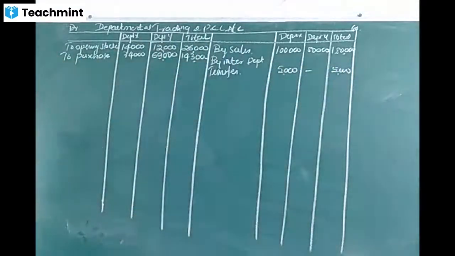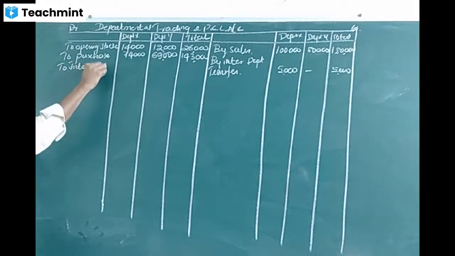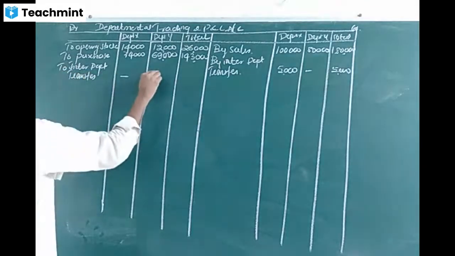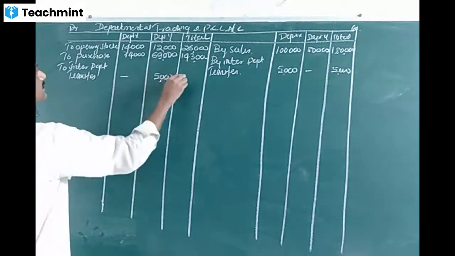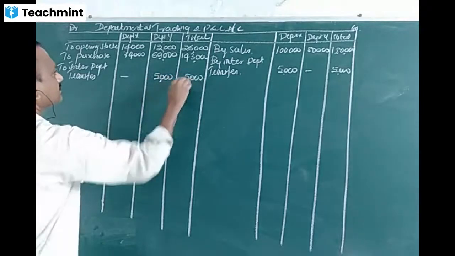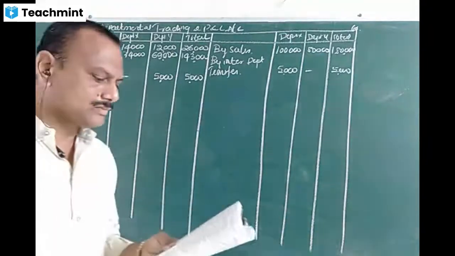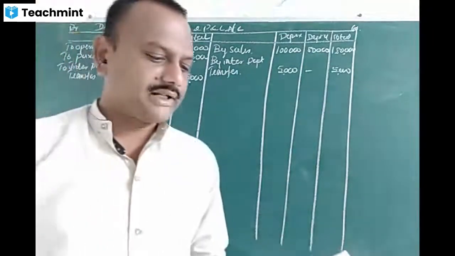Vice versa, debit the expenses for Y, interdepartmental transfer. So rupees 5,000 is to be debited. So we have completed the first adjustment.